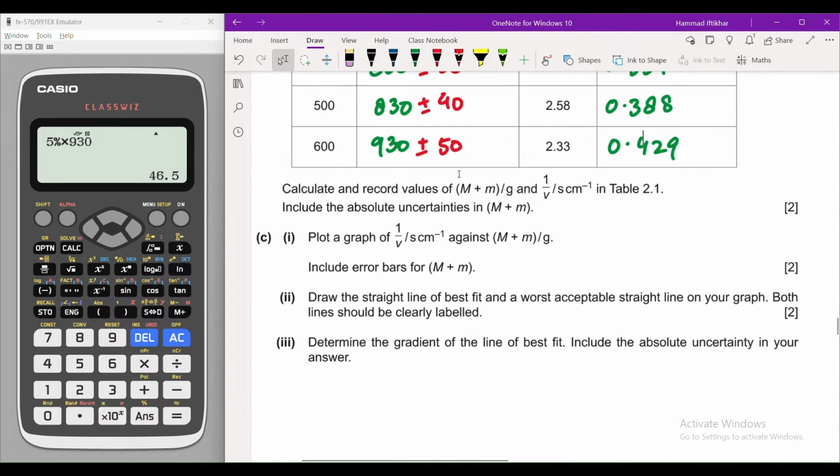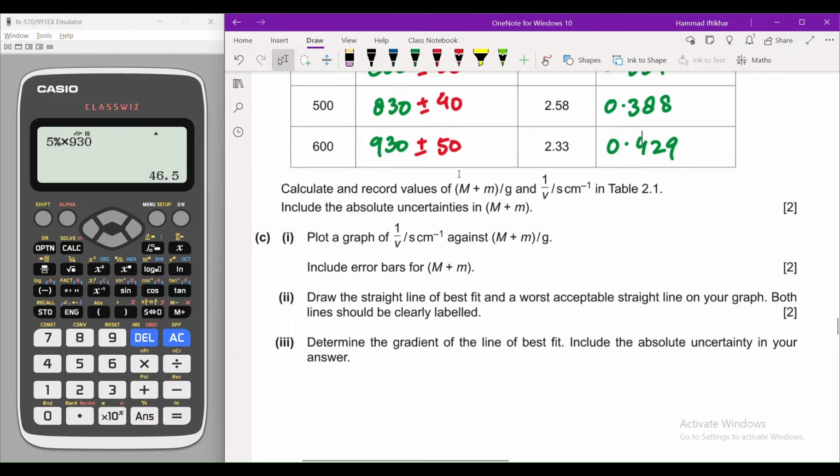Okay, right. Plot a graph of 1 over v against m plus m per graph. Include the error bars for m plus m. Okay, all right. Let's do this. I'm going to pause and do this, and then I'm going to come back because this might take some time.